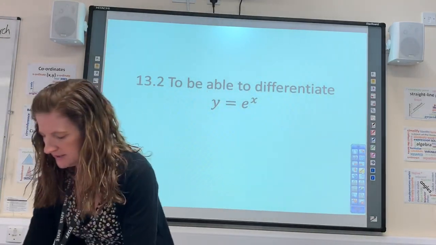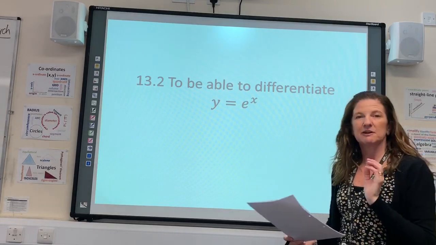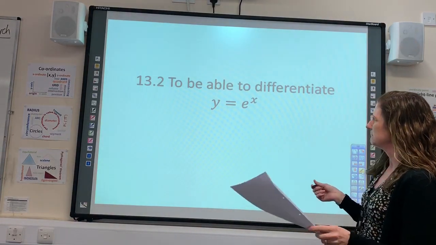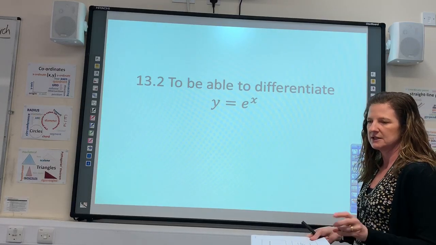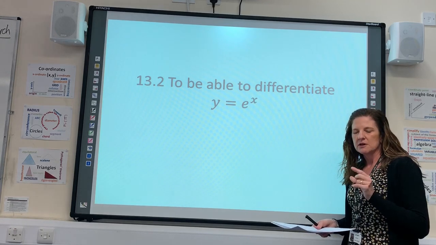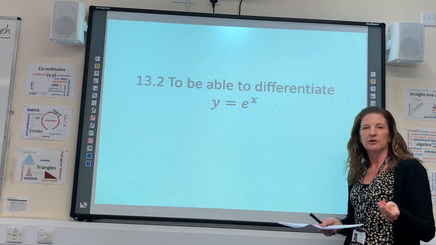Right, this is very weird doing this, but I thought I would do a bit of an online lesson for you. So what we're doing today is we're going to differentiate y equals e to the x. If you worked through the last lesson at home, then you were sketching some exponential graphs, seeing what they look like.